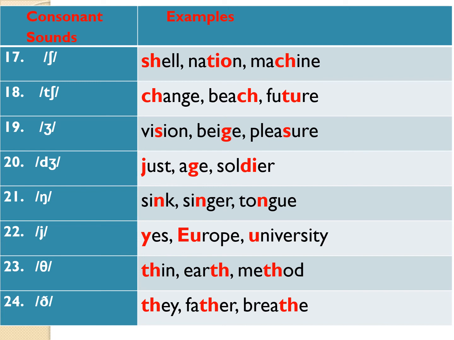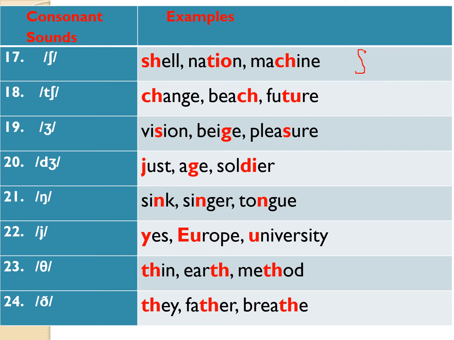First one is sh. The sh sound: shell, nation, machine. So we represent the sound in this way. Like a capital S, but it is not an S, right? Try to train yourself on how to represent these sounds. Sh: shell, nation, machine. Next one is ch.